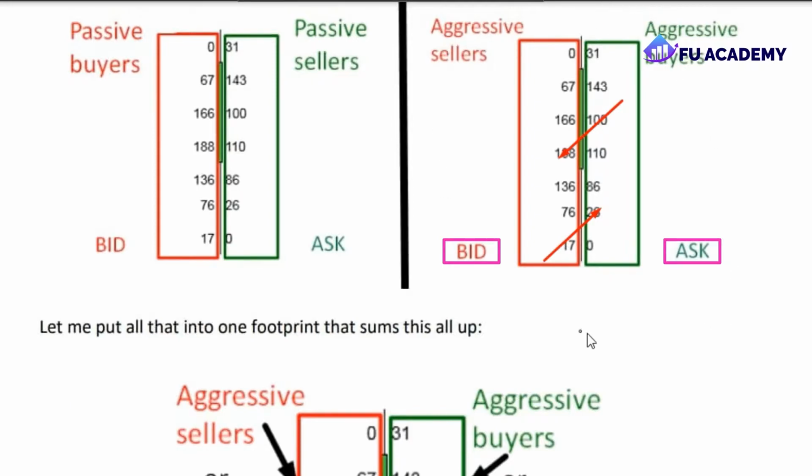So I'm repeating one more time. If this is an order flow candle, then you will always get your aggressive buyers at the right hand side of the candle, and you will get your aggressive sellers at the left hand side of the candle, because aggressive buyers always hit the ask values and aggressive sellers always hit the bid values. Hope it's clear.